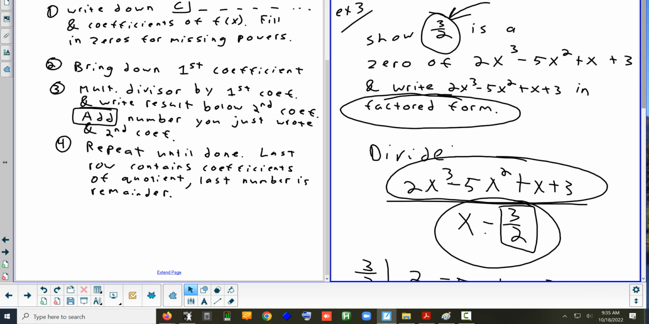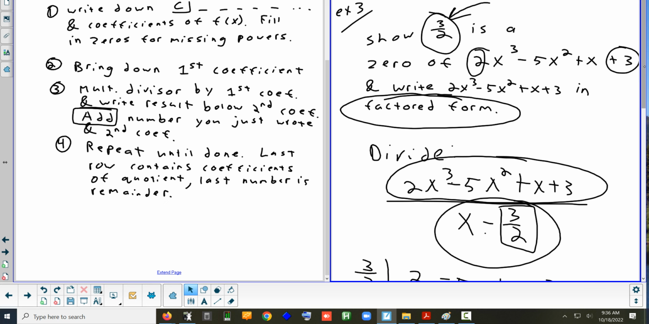Well, what kind of number is 3 over 2? It's rational. How could you generate a list of numbers that are rational that might work in this problem? Yeah? Take the first and the last. Yeah, what do we call that when you do the factors of those two things? That's the rational root theorem. Exactly. So in order to find this number, if they didn't give it to you, you would have to use the rational root theorem.